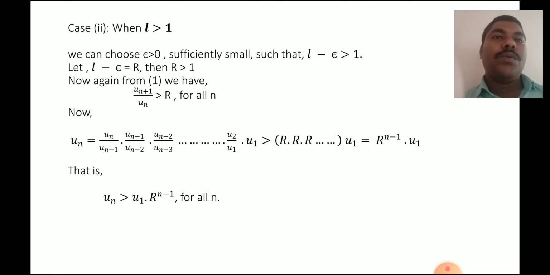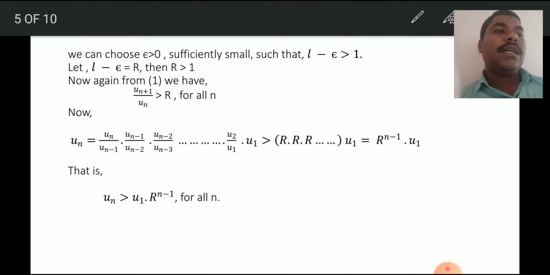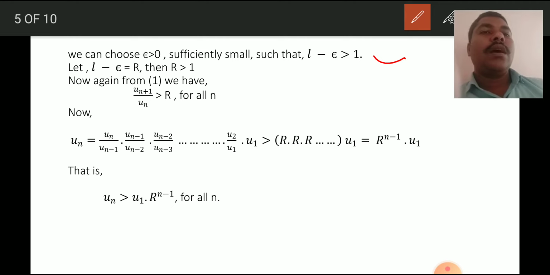Case 2. When L is greater than 1, we can choose epsilon greater than 0 sufficiently small such that L minus epsilon is greater than 1. Let L minus epsilon be equal to r, then r is greater than 1. Again, by equation 1, we have un plus 1 by un greater than r for all n.